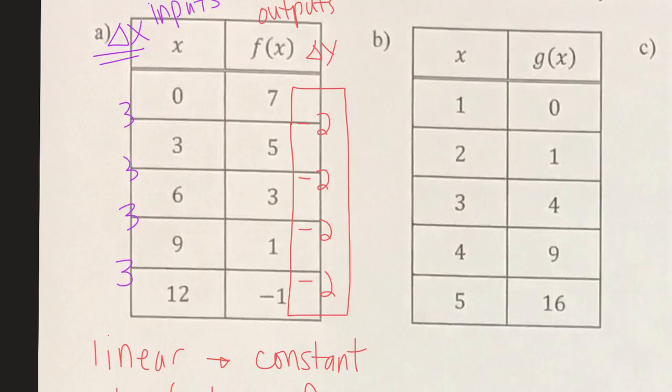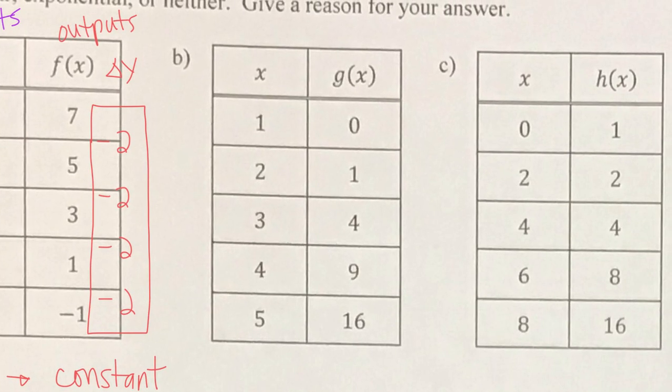Okay, let's look at B. Check out your inputs. How are your inputs changing? Are they constant? Right? Plus 1, plus 1, plus 1, plus 1. Check. Our input values have a constant interval. So now let's check out your y values. Are they changing at a constant rate or not?